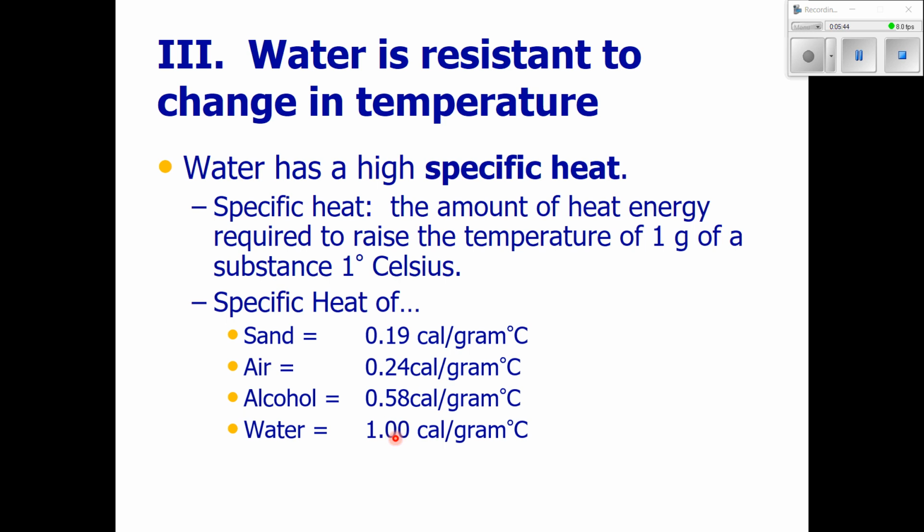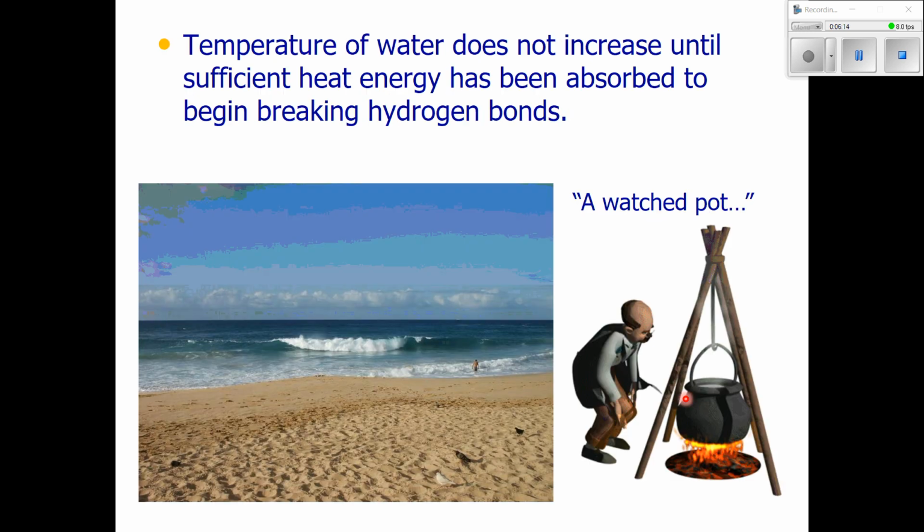What does that mean? It means if you had a beaker of alcohol and you put it on a hot plate, a burner, and you have a beaker of water, same amount in each beaker, and you turn them on the same heat source, which one is going to boil faster? The alcohol is going to boil about twice as fast. It's going to take twice as long to heat up that water. Water has an extraordinarily high specific heat.